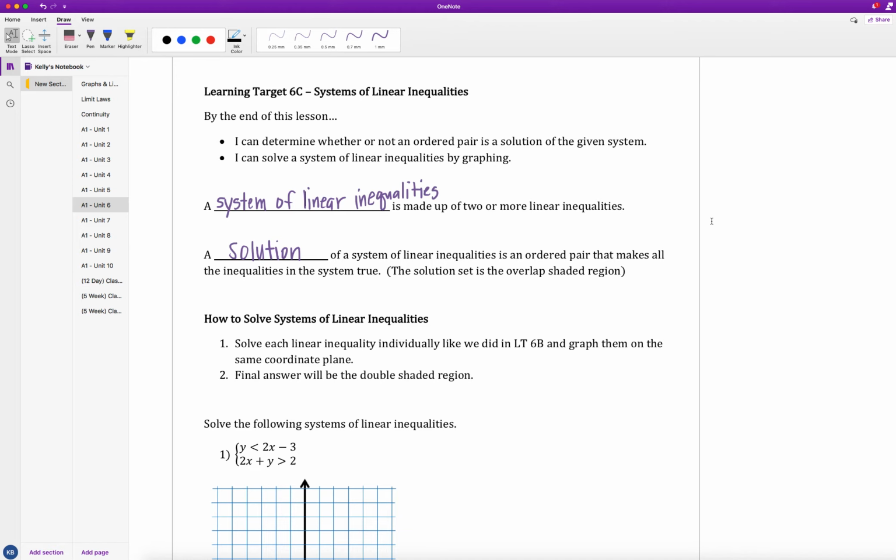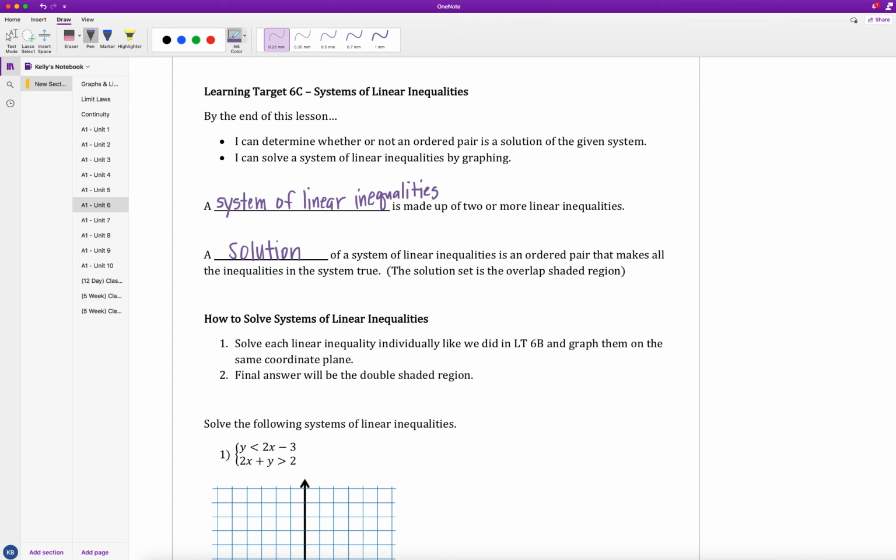So our first definition is, well, what is a system of linear inequalities? A system of linear inequalities is made up of two or more linear inequalities. In our last section, in Learning Target 6B, we learned how to solve a single linear inequality.